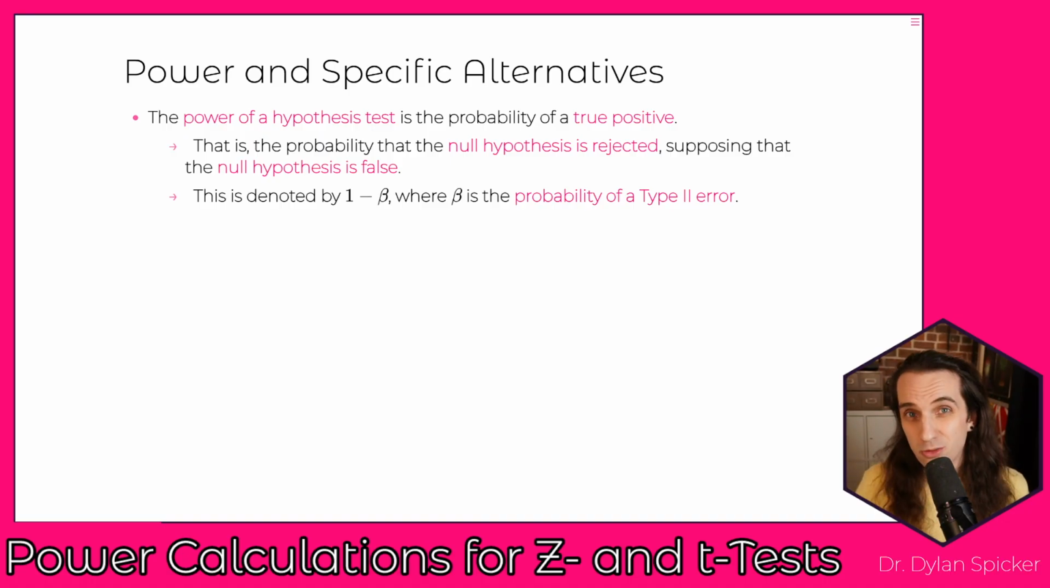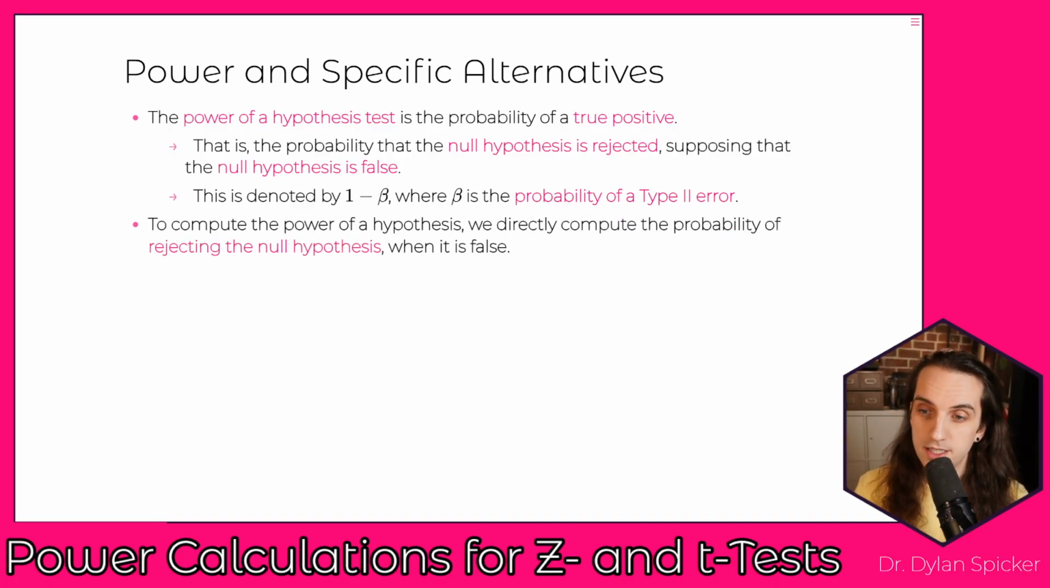Okay. We denote this probability with the term 1 minus beta, where beta is the probability that a type 2 error is made. So a type 2 error has us making a false negative, right? So 1 minus beta gives us a true positive. So in order to compute the power of a hypothesis, we need to be able to directly compute probabilities when the null hypothesis is false.